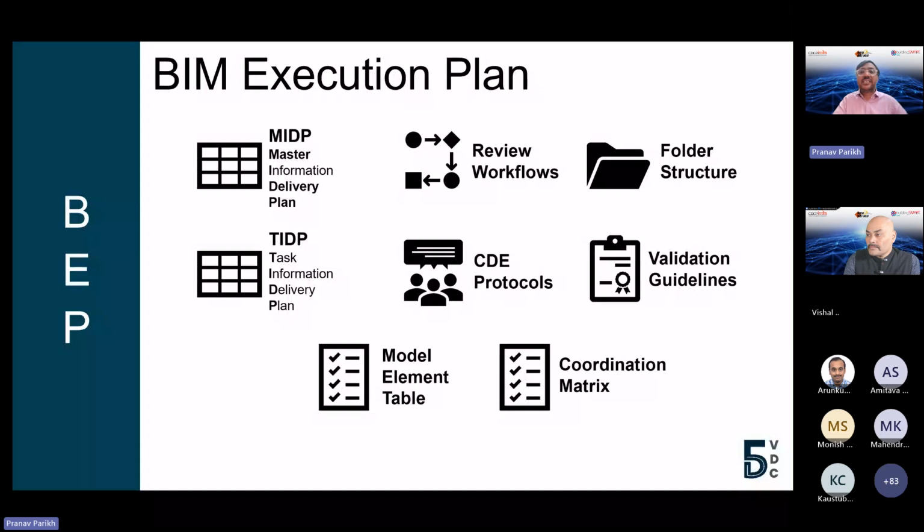It defines how your review workflows need to happen. It defines how your folder structure needs to happen. It basically defines your common data protocol, your validation guideline on if you're creating 3D models, how those 3D models need to be validated. It needs to have the model element table and coordination metrics. It has RACI metrics. It has a lot of other documents, but on a very high level, BIM execution plan basically defines your information delivery on a ground level.